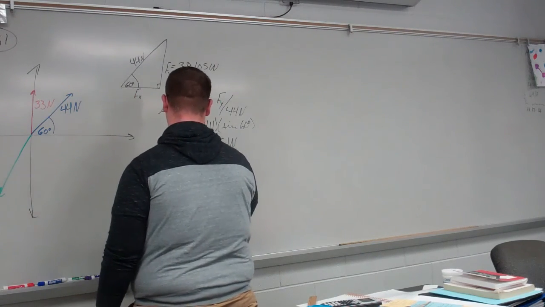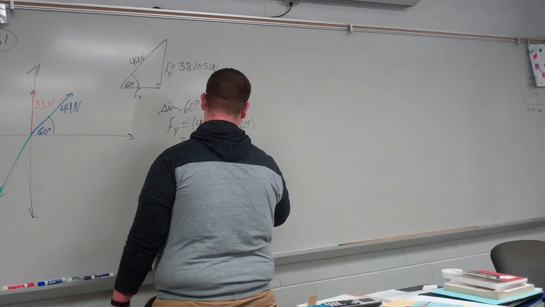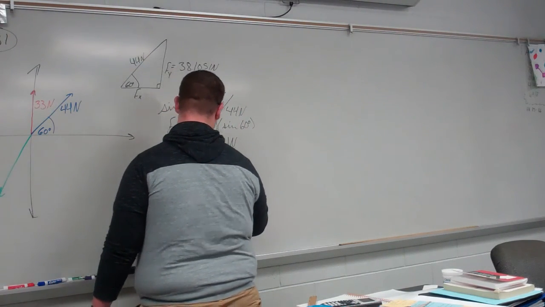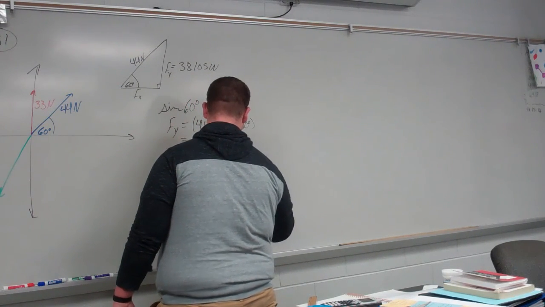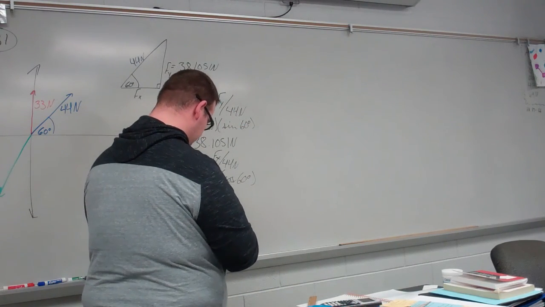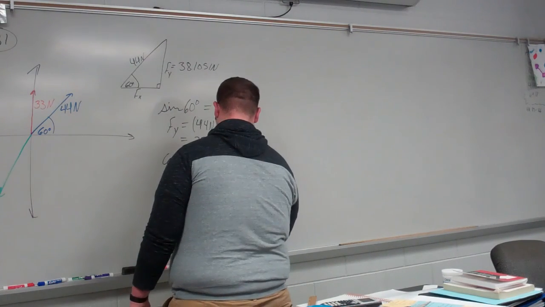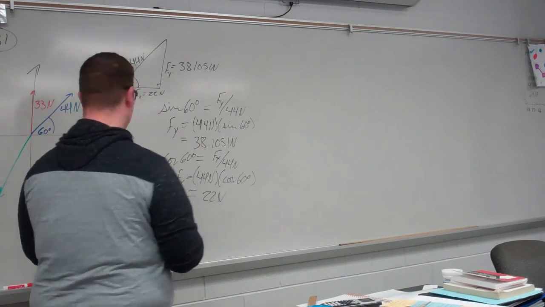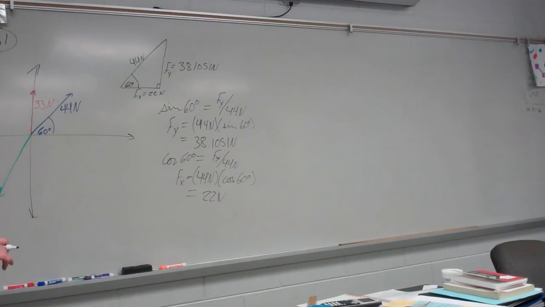Alright, then we'll do the cosine. Cosine of 60 degrees equals force of the x component divided by 44 newtons. Force of the x component is equal to 44 newtons times the cosine of 60 degrees. So that equals 22 newtons. So this is equal to 22 newtons. Me and Travis were doing the 30, 60, 90 triangle. There you go. We knew one of them was going to be 22.